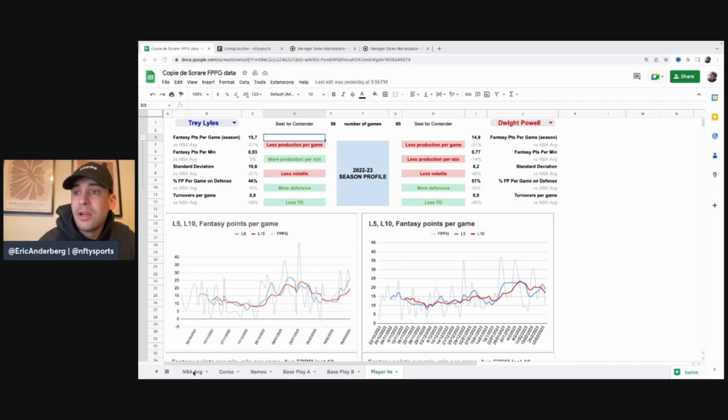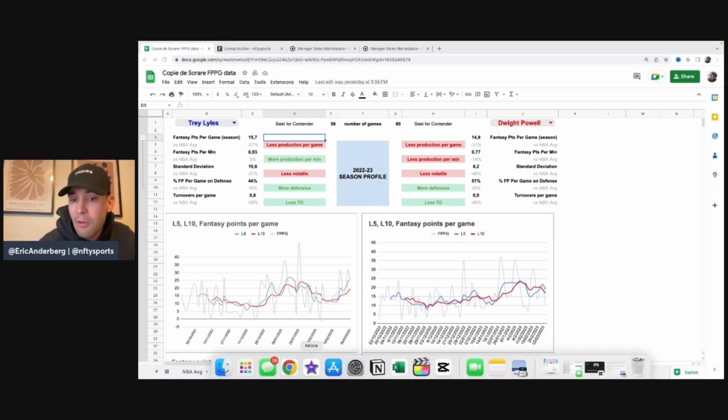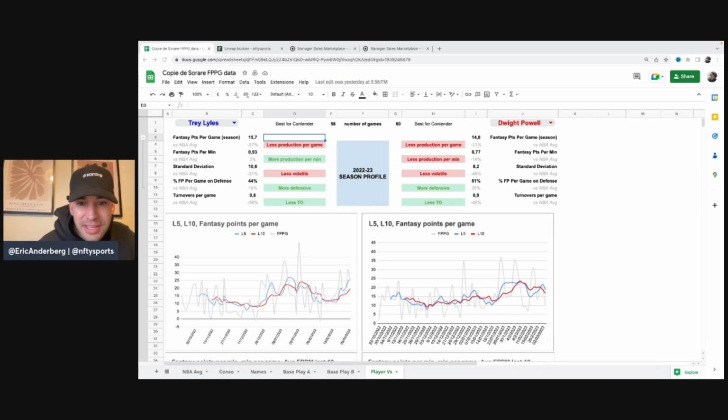This spreadsheet right here is all the fantasy data for every player taken through the entire season. So really, really robust and dynamic spreadsheet. It has drop-down lists, and we're going to get to that with an example right here of Lyles and Dwight Powell. This is something I plan on using in future videos and becoming more familiar with too. So not only this season, but also in the next season.